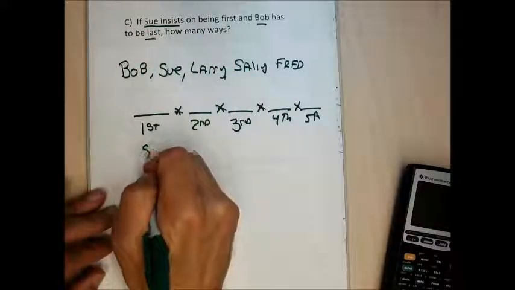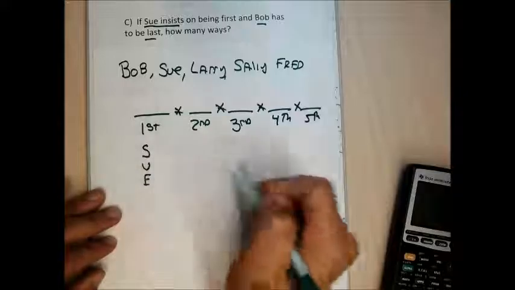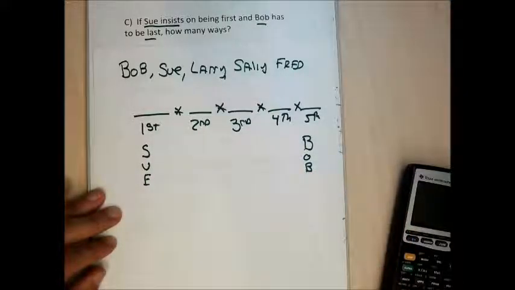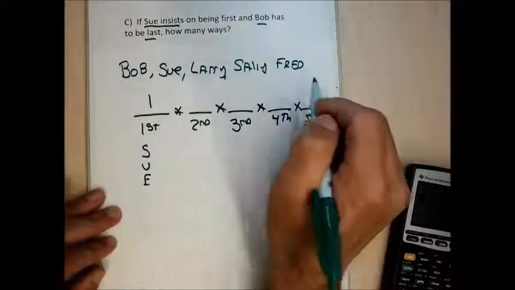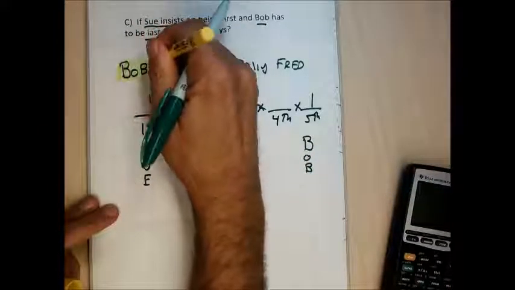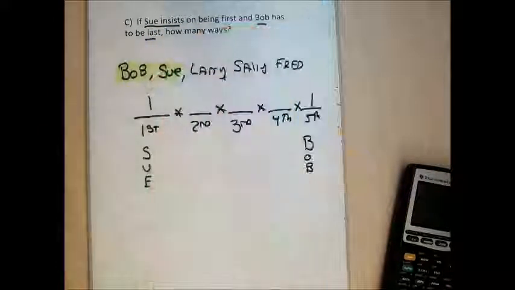So for the first person, it has to be Sue. For the last person, it has to be Bob. So there's only one choice for the first person. It's specific, it only could be Sue. There's only one choice for the last person. It can only be Bob. So I've just placed Bob and Sue where they have to be. There's only one choice for the first person, one choice for the last person.